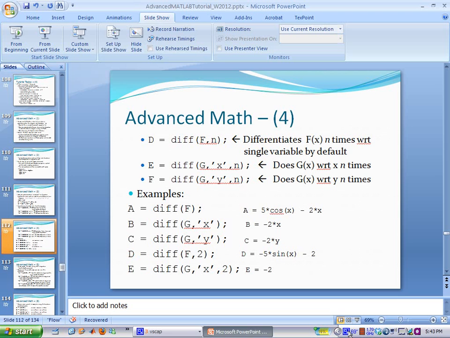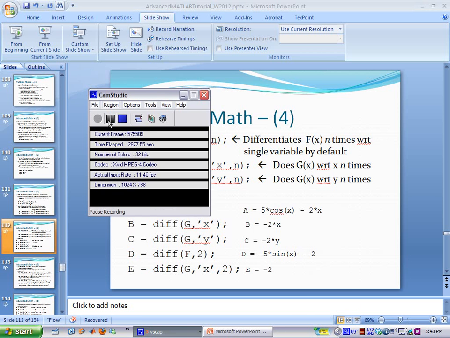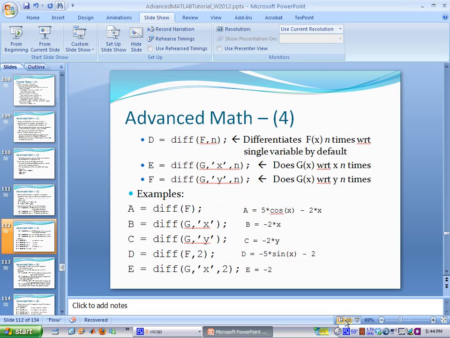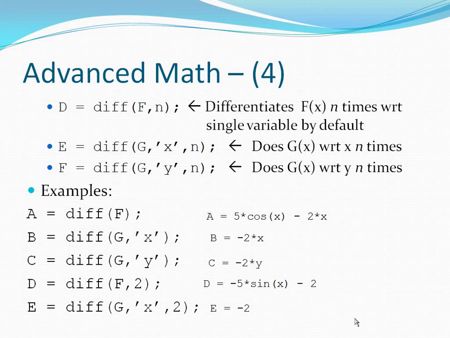Okay, so here are some examples. Let's say I wanted to differentiate the function f with respect to x. Because f is only defined as a single variable x, the output will show you 5 cos x minus 2x, which is the derivative with respect to x. If I wanted to differentiate the function g, which is 25 minus x squared minus y squared, with respect to x, then the 25 and the y squared go away, so you're just left with minus 2x. The same thing if you want to differentiate with respect to y.